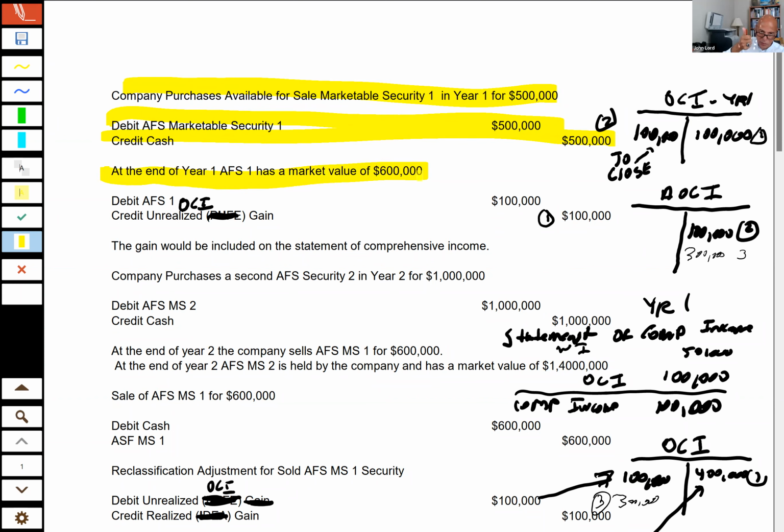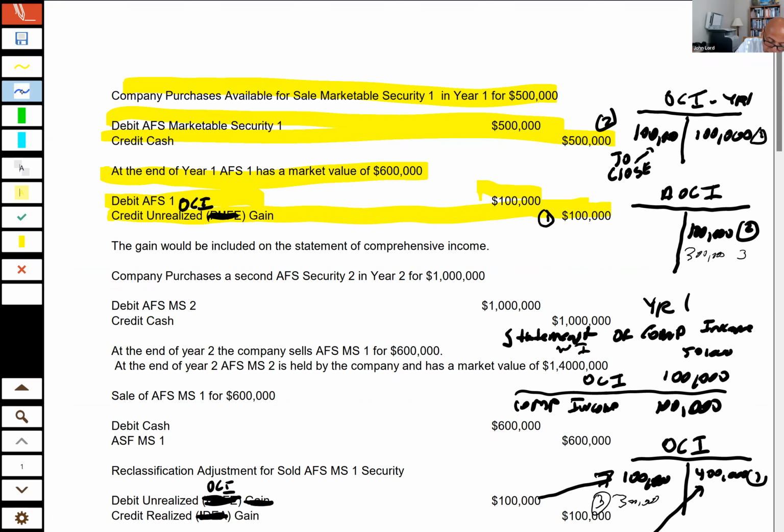So we go ahead and debit the security. So now for the 100,000, so now it's showing what? 600,000 on the balance sheet. It's being reported at market value, which is what you're supposed to do for an available for sale security. And we will credit unrealized gain, okay, for 100,000. Now that unrealized gain is an other comprehensive income gain.